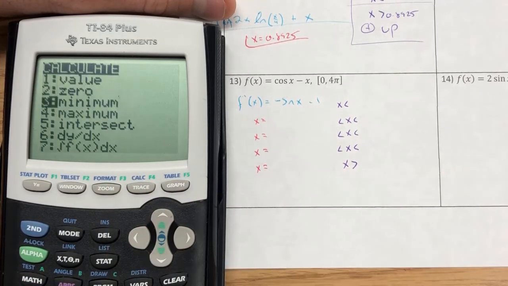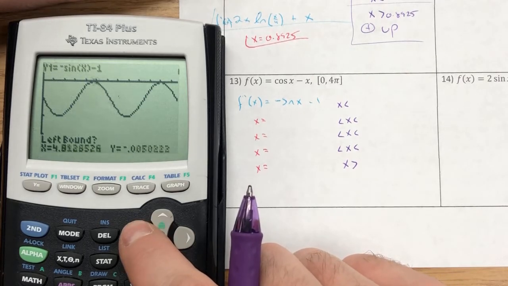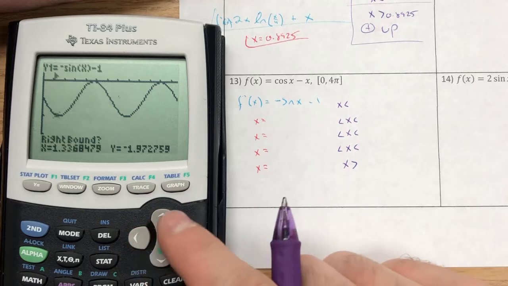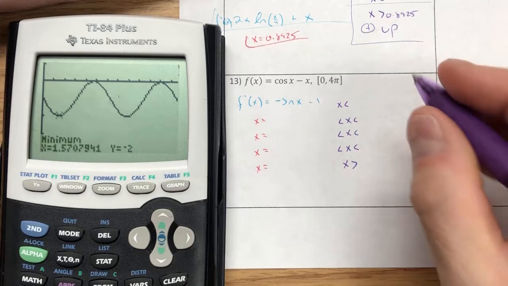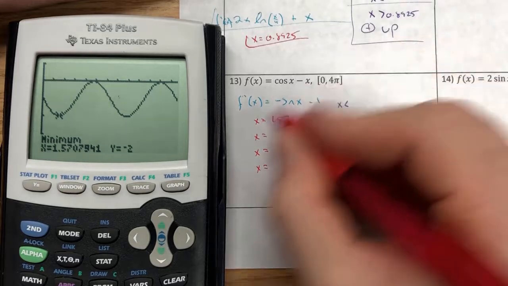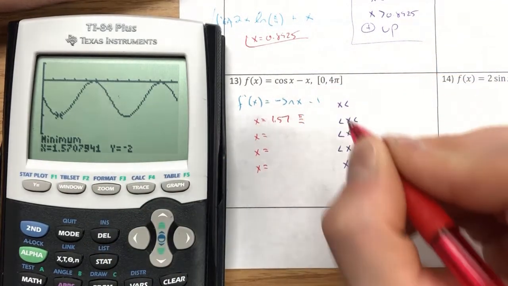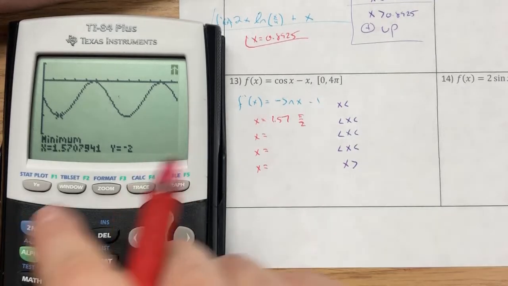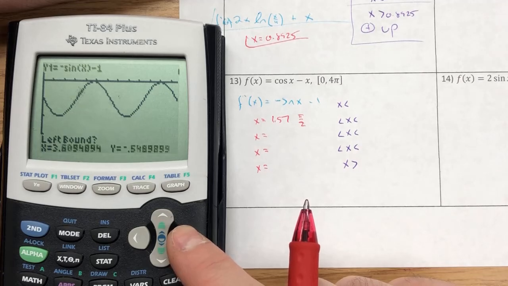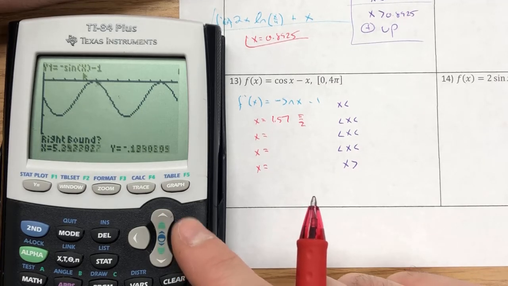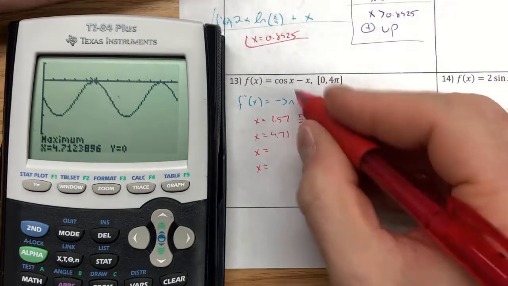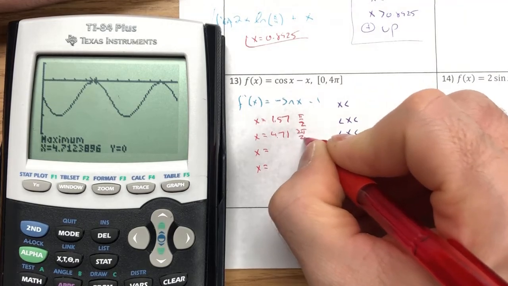So let's calculate our minimum. So I have a left bound, a right bound, and so this is going to be at 1.57. You should recognize that number because that number is pi over 2. Not that we need it, but now that we found a minimum, let's find a maximum. So left bound, right bound, guess. And so we have 4.71, which if you recognize that is going to be 3 pi over 2.